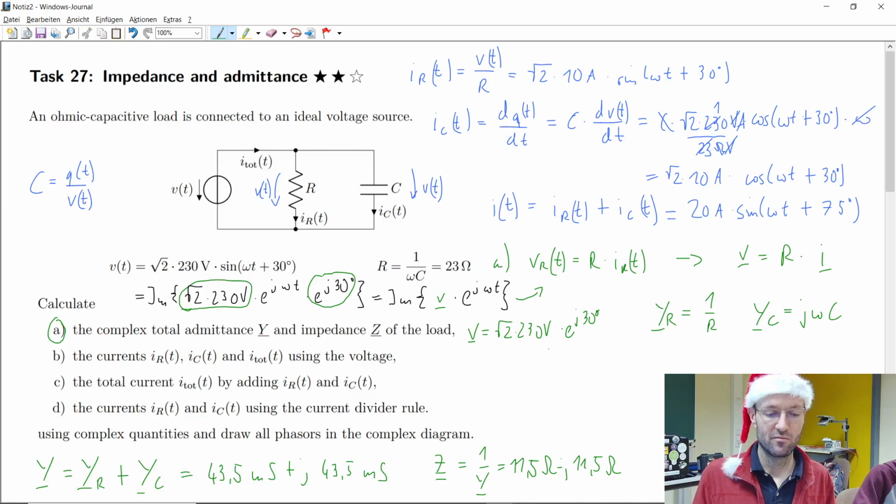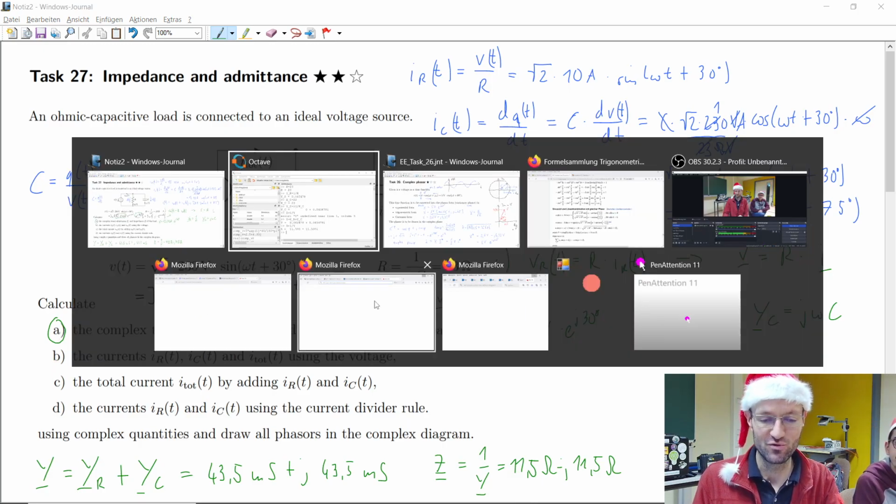Okay, questions so far? The solution of task A. Before we maybe continue with task B, a quick remark to task A.